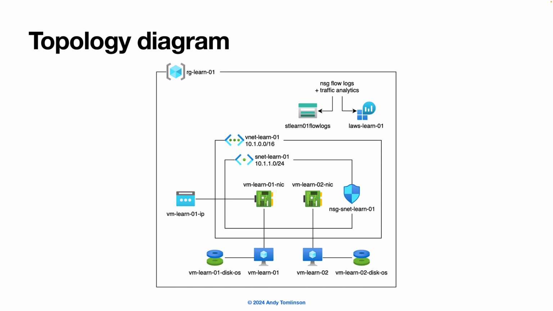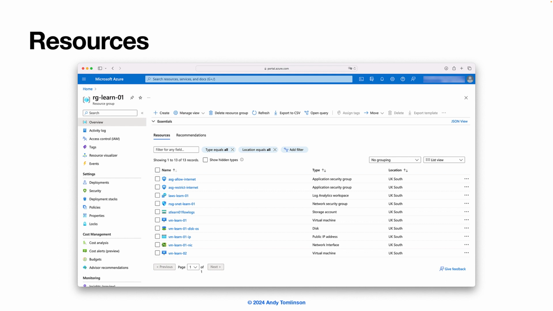We also have a network security group, which is now associated to the subnet instead of the network interface of the first virtual machine. We then have a second virtual machine with its operating system disk and its network interface, which is attached to the existing subnet within the virtual network. And now let's see what this looks like in the Azure portal once everything's been deployed.